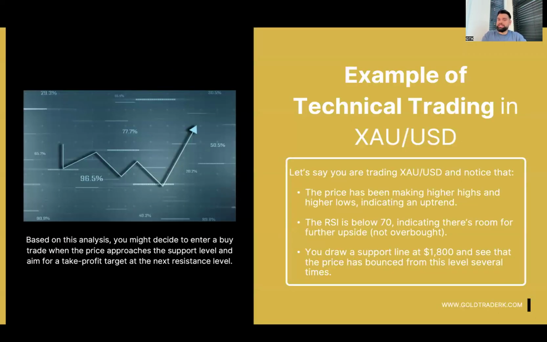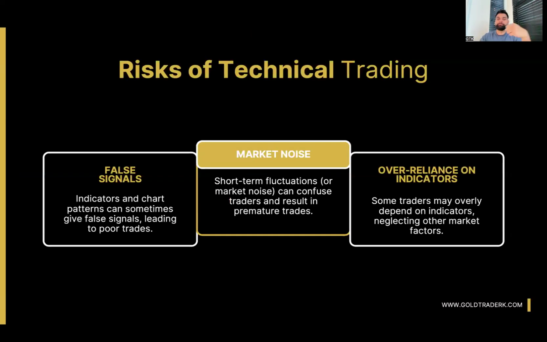Example of technical trading in XAUUSD. This is based on the analysis. You might decide to enter a buy trade when the price approaches a support level or aim for a take profit target at the next resistance level. Let's say that you're buying XAUUSD and you notice that the price has been making higher highs and higher lows, indicating an uptrend. The RSI is below 70, indicating there's room for further upside, not overbought. Number three, you draw a support line at 1800 and see that the price has bounced from the level several times. This is an example that you can use in order to enter a technical trade.